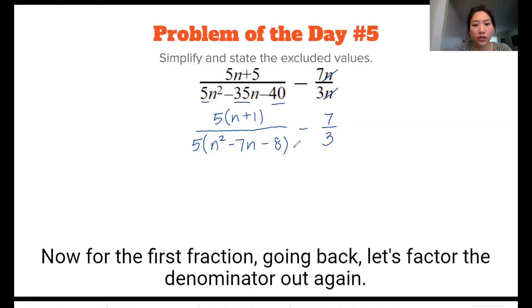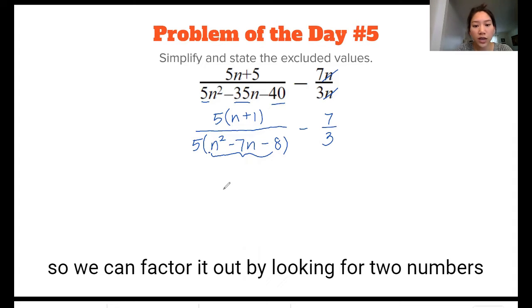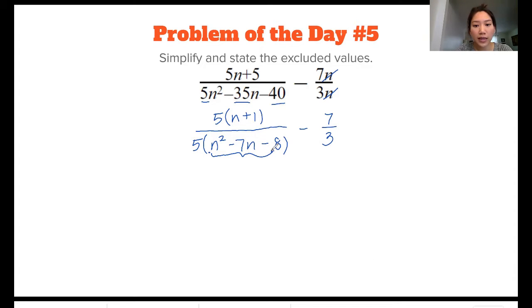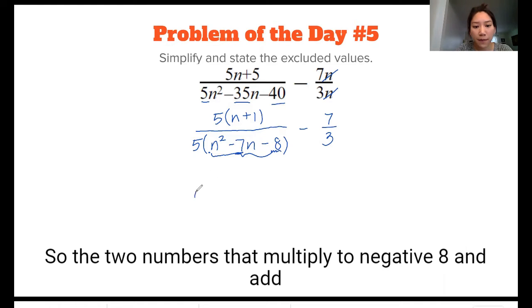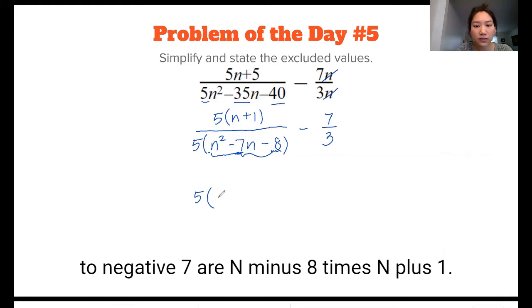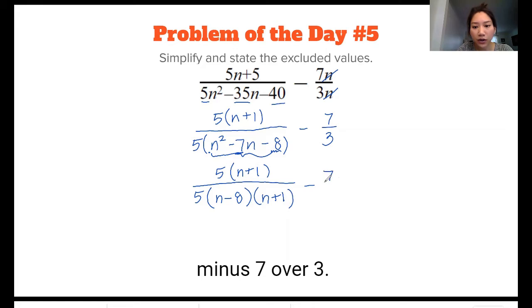Now for the first fraction, going back, let's factor the denominator again. Remember, we have a trinomial where the leading coefficient is 1. So we can factor it by looking for two numbers that multiply to -8 and add to -7. The two numbers that multiply to -8 and add to -7 give us n minus 8 times n plus 1. Okay, and in the numerator, we still have the 5 times the n plus 1, minus 7 over 3.